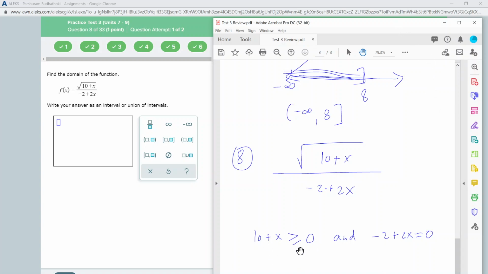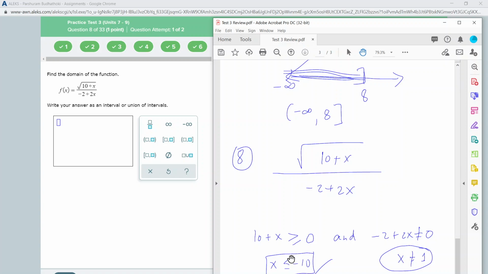Okay, so if we try to solve this one, just subtract 10 from both sides, so x would be less or equal to negative 10. If we try to solve this one, x is equal to 1. So the one restriction is x should be less or equal to negative 10, but x cannot be equal to 1. Both of the situations should be satisfied.